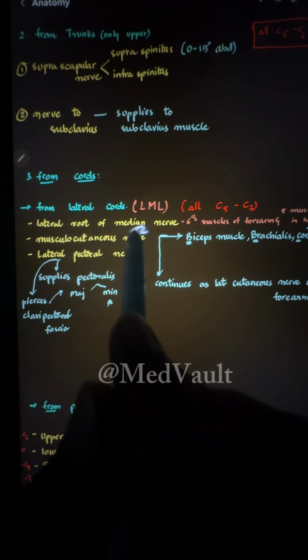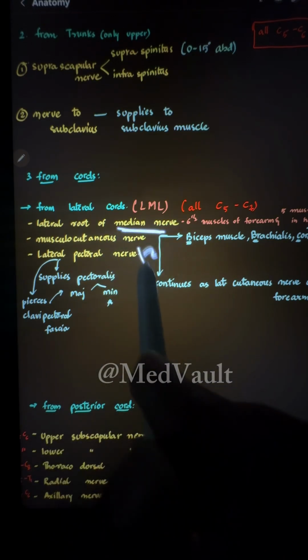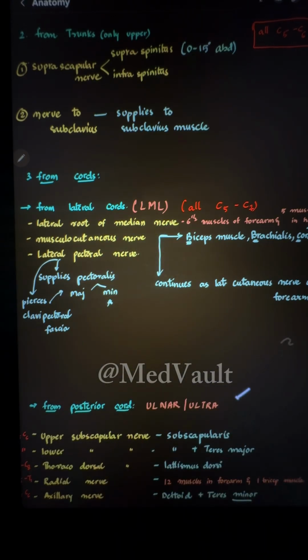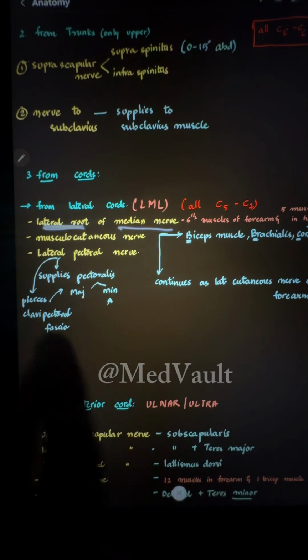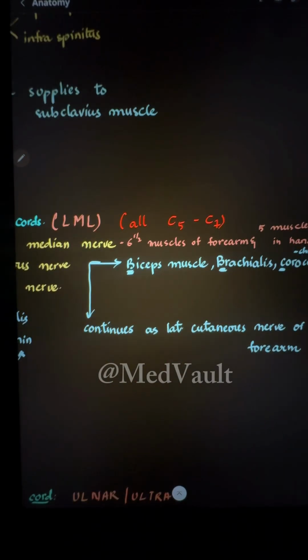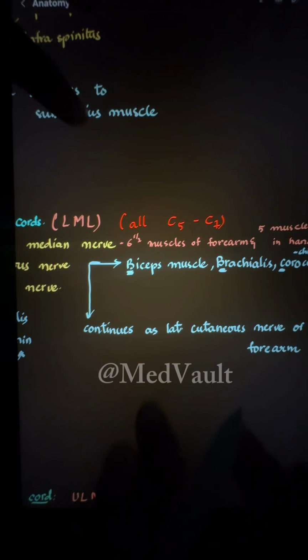This median nerve has a lateral root and a medial root. Medial root we'll talk about later. First, let us see the lateral root of the median nerve. It supplies 6 muscles of the forearm and 5 muscles in the hand. You need to remember this: the lateral root of median nerve supplies 6.5 muscles of the forearm and 5 muscles in the hand.